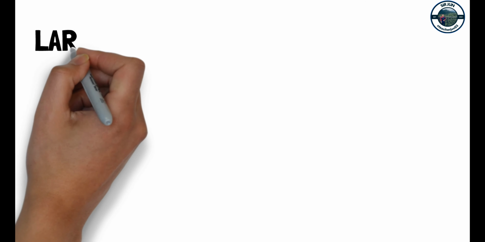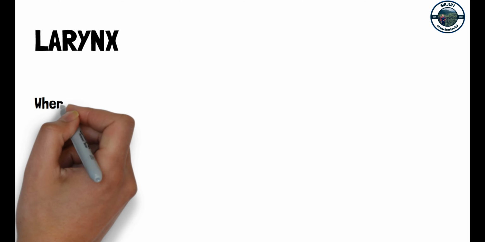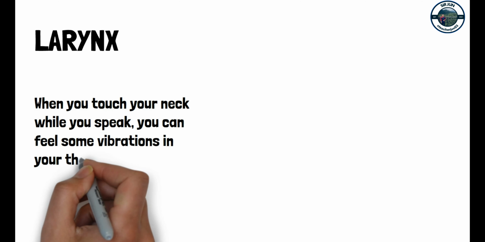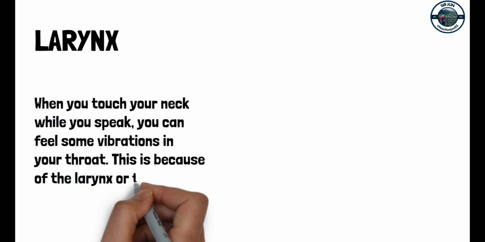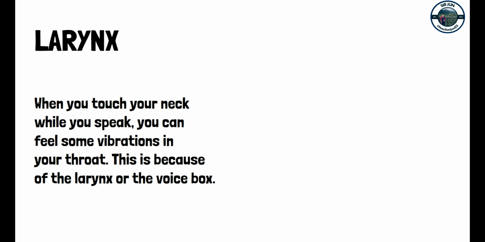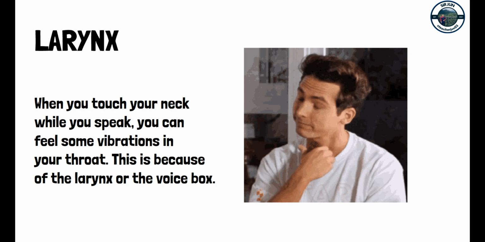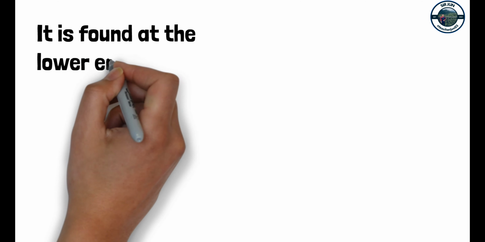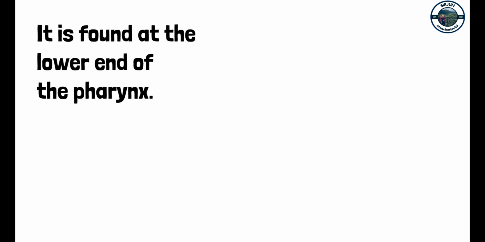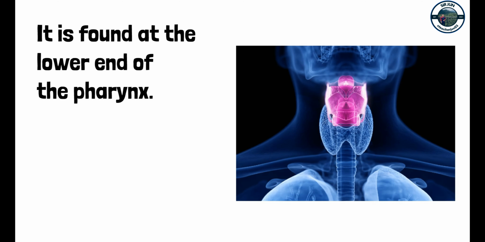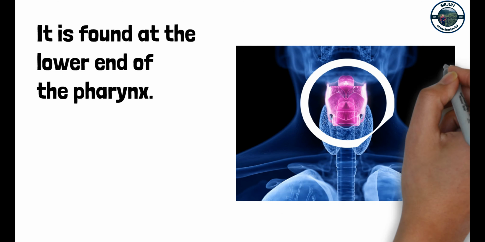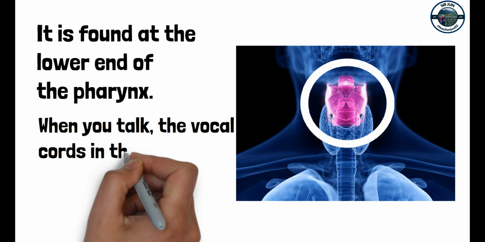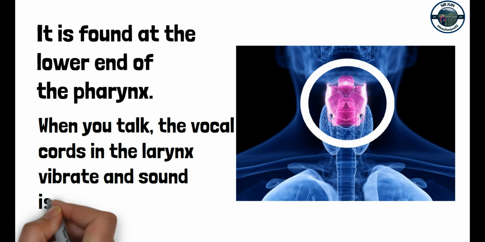The next one is the larynx. When you touch your neck while you speak, you can feel some vibrations in your throat. This is because of the larynx, or the voice box. It is found at the lower end of the pharynx. Here, look at the illustration. The circled part of the neck. When you talk, the vocal cords in the larynx vibrate and sound is produced.